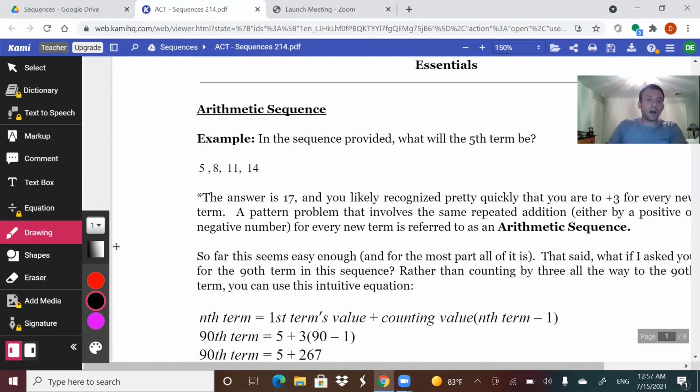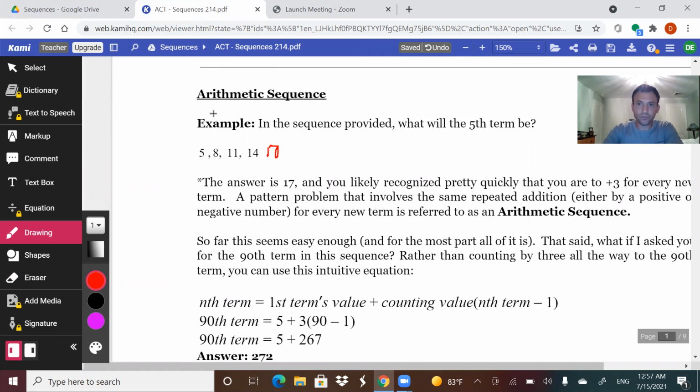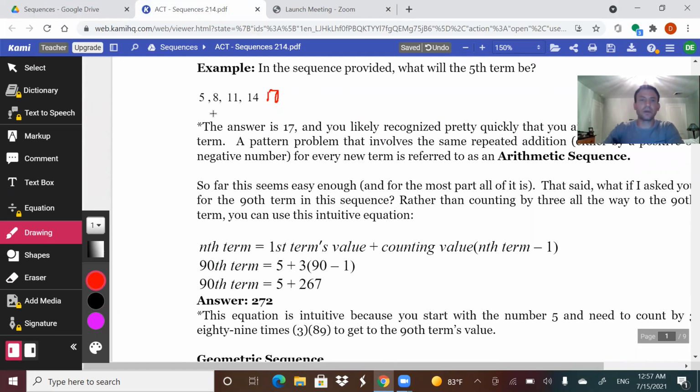So an arithmetic sequence is when you're counting by the same number in a pattern. So if I say 5, 8, 11, 14, you can probably go, oh, the fifth term is 17, and you'd be right. So arithmetic is when you're counting up or counting down by the same number, okay? So the question would be, it was easy enough to get the fifth term of the sequence, but what if they wanted the 90th term, right? What if they wanted the 90th term of the sequence?